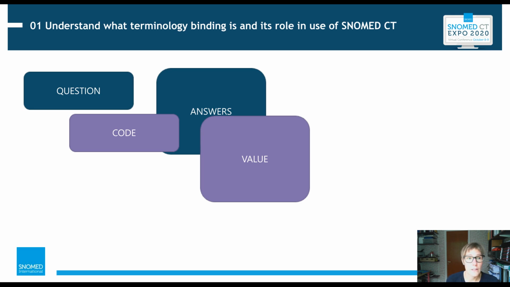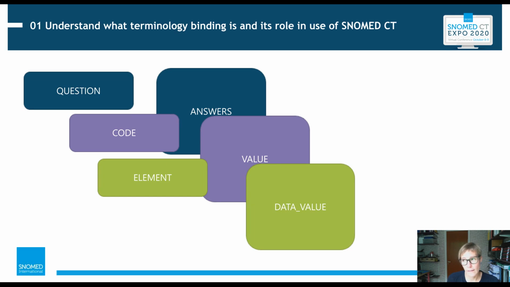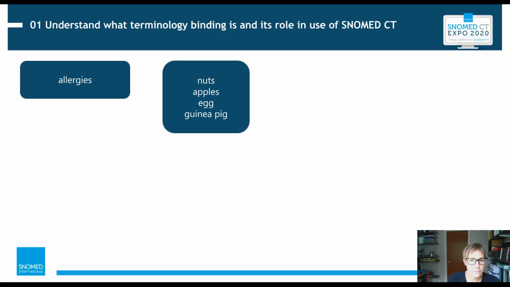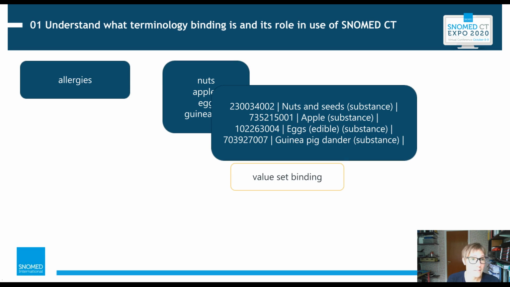Similar in FHIR would look like this. There will be a code and then different values for that. Or in OpenEHR, there will be elements and data values. Typically, it could look like this, for instance. There are allergies and then different types of allergies that you could enter that the patient or person the record is about has. In this example, I've chosen nuts, apples, eggs, and guinea pigs.